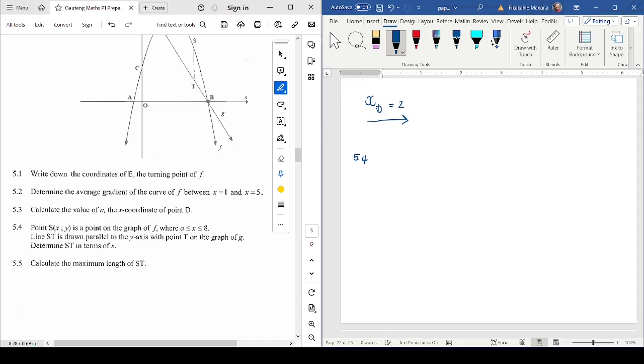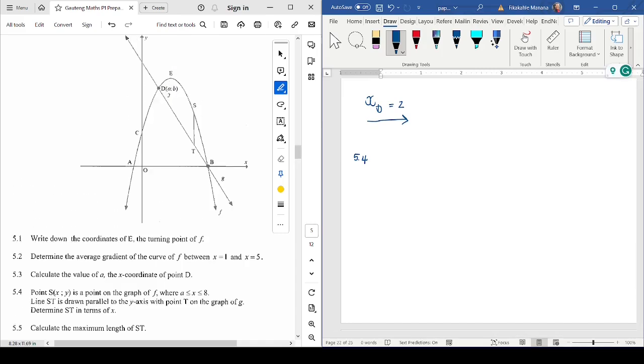Now 5.4. It says point S is a point on the graph of f. Okay, we can see it, it's right over there, where x is in between A and 8. Remember A is 2, so it's in between 2 and 8. Yes, it is. And line ST is drawn parallel to the y-axis with point T on the graph of g. Determine ST in terms of x.